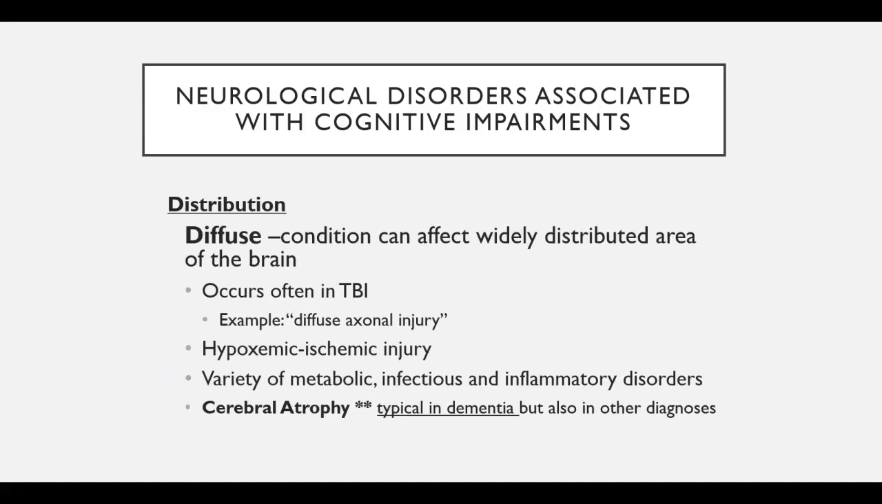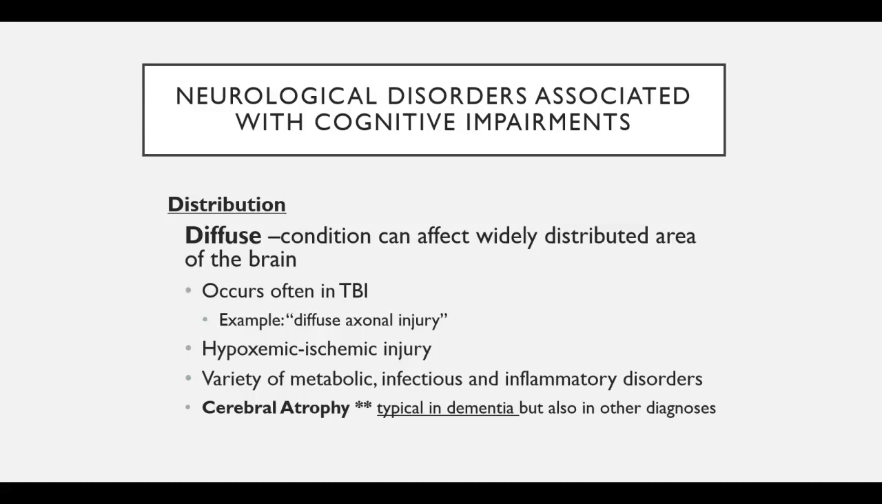Diffuse is where the whole brain has been involved. So when you think about traumatic brain injury, it's most often going to be a diffuse injury. I mentioned before this diffuse axonal injury, which you would also see explained on the video of acceleration, deceleration type injury. This diffuse axonal injury means that throughout the brain, you have multiple axons that might be sheared because of this mass effect of injury to the brain.